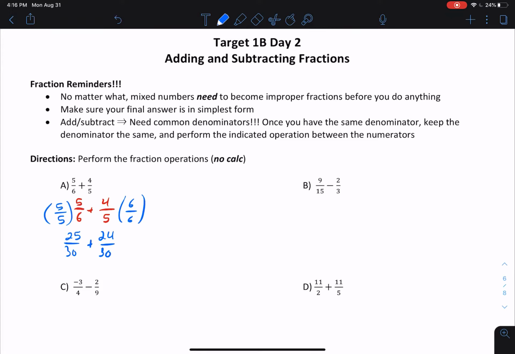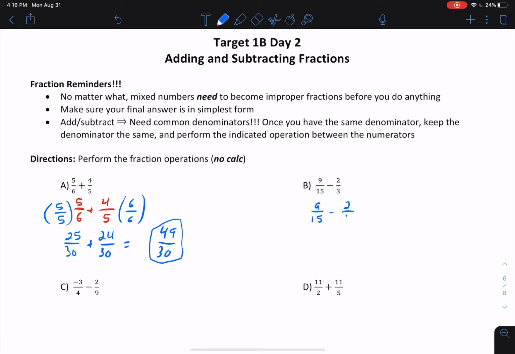All right, now that our denominators are the same, we keep the denominator the same, and we add the numerators. 25 plus 24, that's going to give us 49/30. Now we look at the numerator and the denominator, we say, can we simplify this at all? Is there any number other than 1 that goes into both 30 and 49? Well, it's just 1. The greatest common factor of 30 and 49 is 1, so this fraction does not simplify at all. All right? Next up, 9/15.